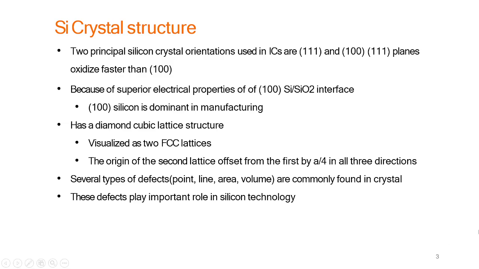Next, see here. So how will the silicon structure be? There are two principal silicon orientations. I told you, 111 and 100. These are the two planes available. Mostly we are not using 111. Why? Because this plane will oxidize faster. Because of the electrical properties, mainly we will use the 100 interface. So how is the silicon structure visualized? It's a diamond cubic lattice structure, visualized as two FCC lattices.